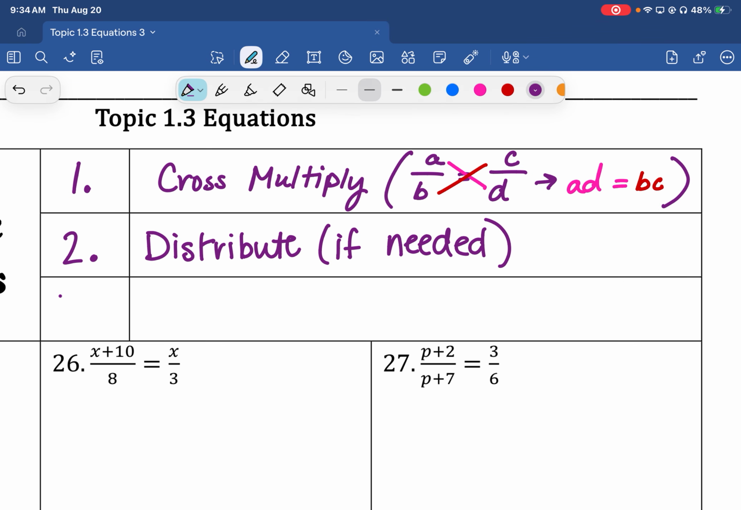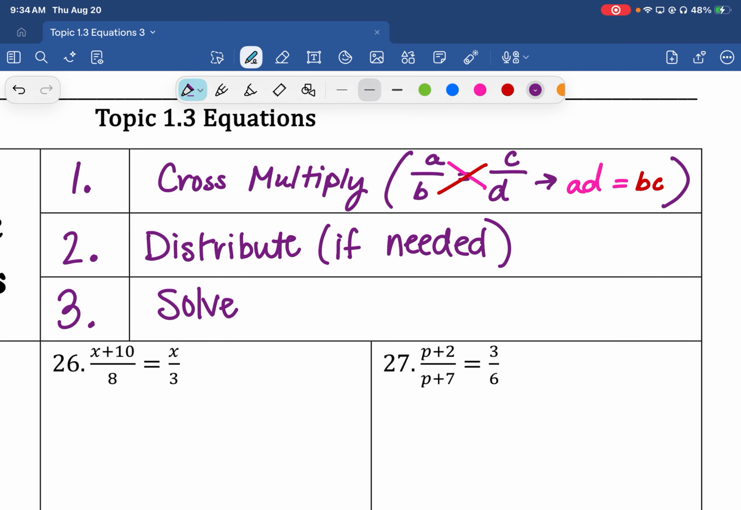Okay, and from there, you just finish solving it. These are very, very basic equations once we set up the cross multiplication, because it's just the same multi-step process that we've done. So I want us to go ahead and look at 27.